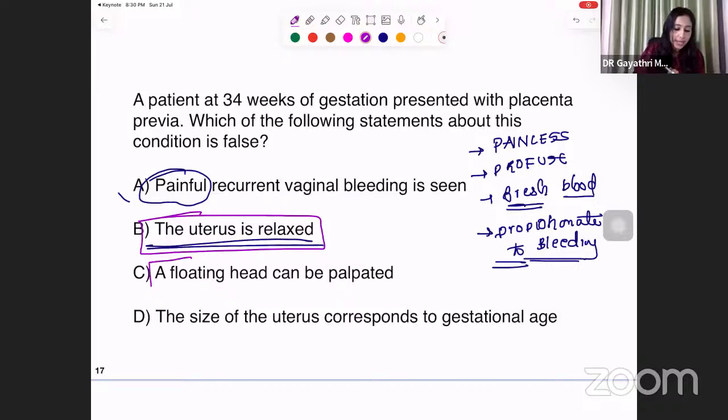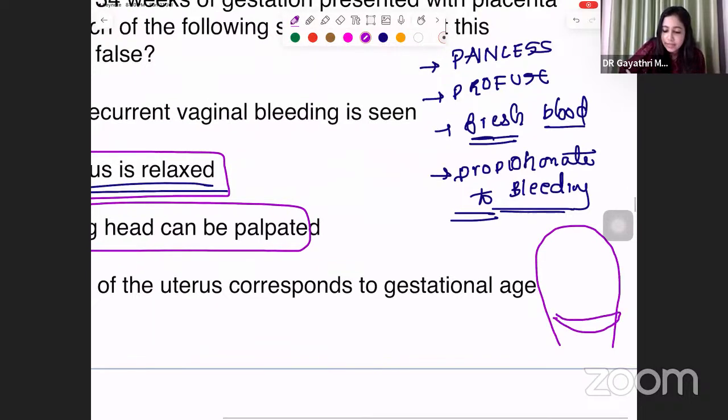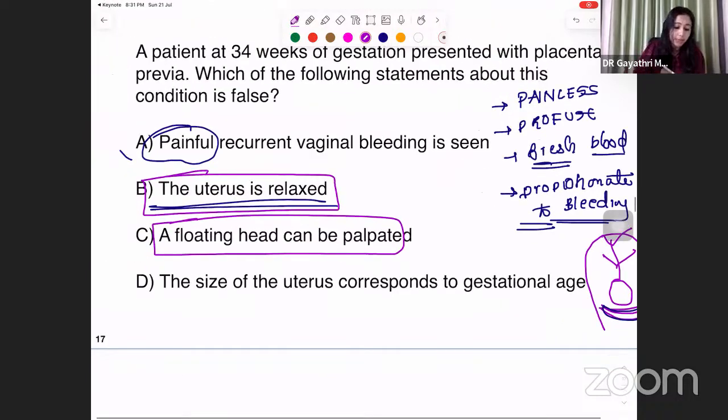The next is you see a floating head can be palpated. Is it floating? Yes, as the placenta is low. Again, there are different types of placenta previa. You have the older Browne's classification and the newer classification. Not going into the types or grades of placenta previa, once this placenta is low down, covering over the internal os or even completely covering or just reaching near the internal os, the fetal head can't come down completely. It is obstructed by this placenta. So you feel that the head is floating. It is above and it can be floating head.